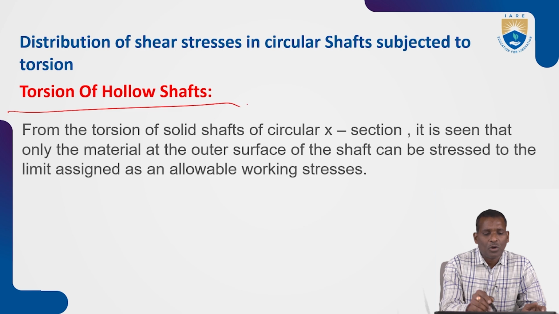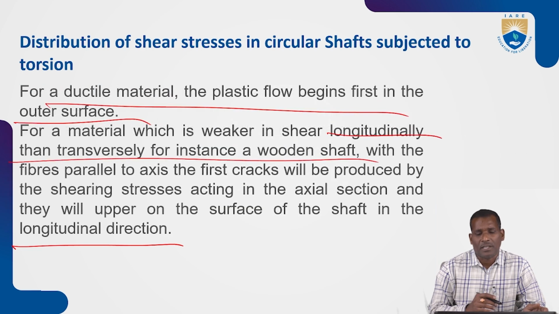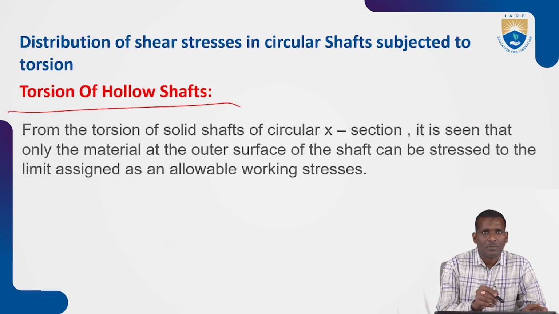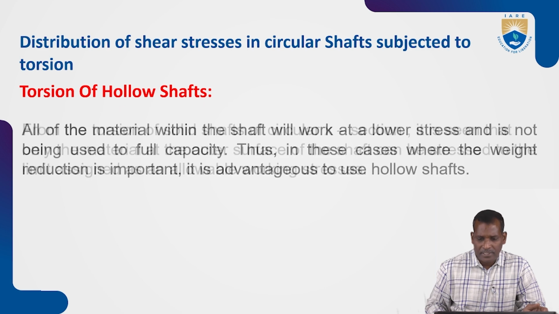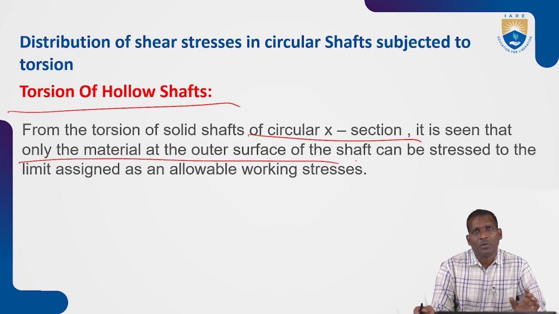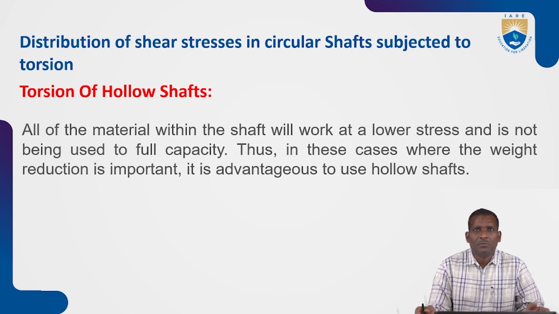Now we will see the torsion of a hollow shaft. Up to now I have discussed the torsion of a solid shaft. From the torsion of solid shafts of circular cross section, it is seen that only the material at the outer surface of the shaft can be stressed to the limit assigned as an allowable working stress. So all of the material within the shaft will work at a lower stress and is not being used to full capacity.